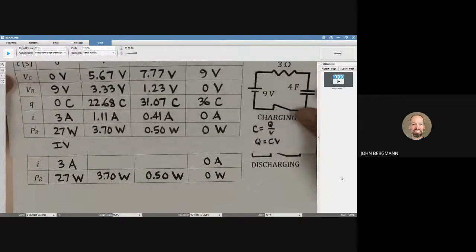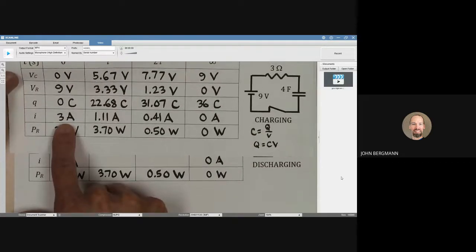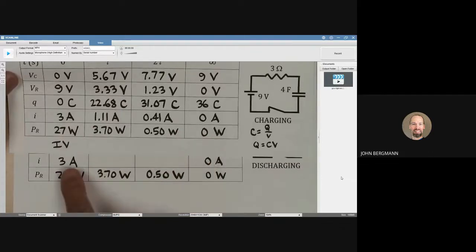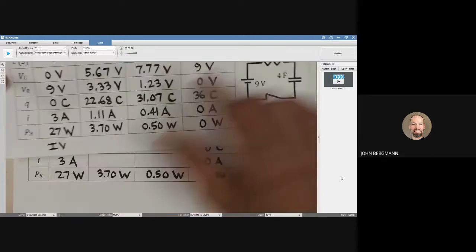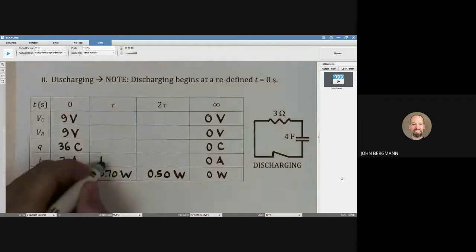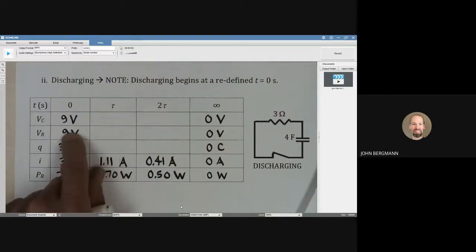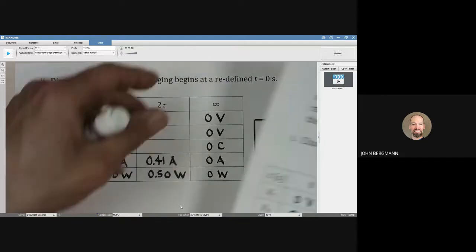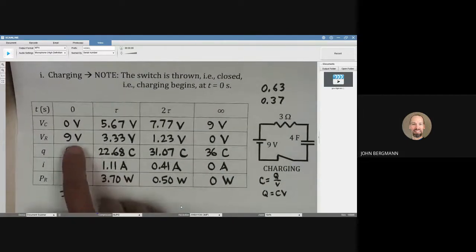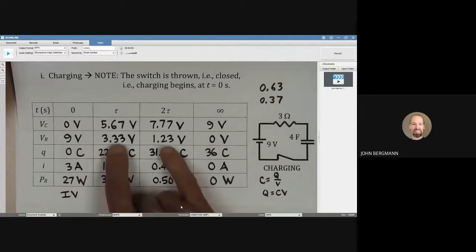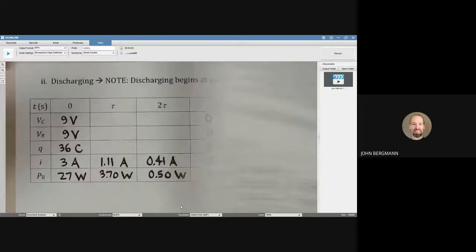How about the one above that, the current? Same thing. See that? Initially, it started at 3 and ended at 0, and that's what it's doing now. Starting at 3, ending at 0. So these two numbers here, 1.11 and 0.41, are also going to agree. What about the voltage? The voltage in both cases starts at 9, ends at 0. Look what happened in one of the cases for charging. Started at 9, ended at 0, which means these two numbers are still good. 3.33 volts and 1.23 volts.